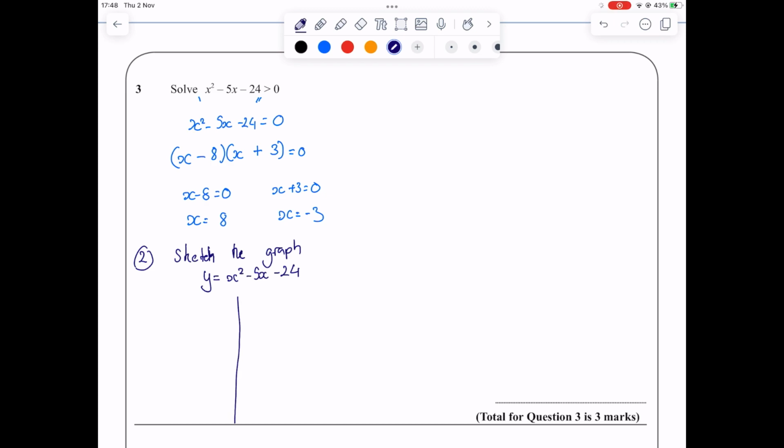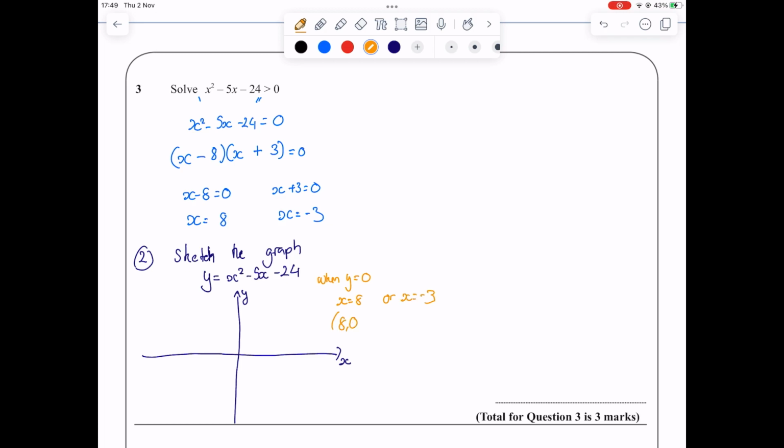So what am I going to do down here? I'm going to draw two lines as we always do, label them x and y. First, we've got to remember where the graph intersects the x-axis. We know that because when y is 0, we've already solved it: x equals 8 or x equals minus 3.